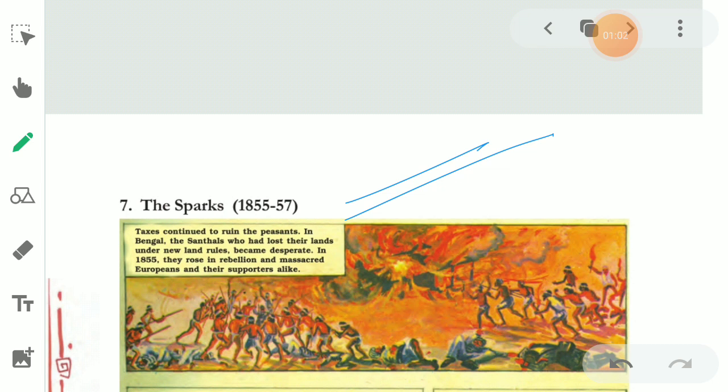Taxes continued to ruin the peasants in Bengal. The Santals, who had lost their lands under new land rules, became desperate. In 1855, they rose in rebellion and massacred Europeans and their supporters alike. So this is nothing but the sparks, which are the reason for the first war of independence. So what is the spark here? Taxes continue to ruin the peasants. Here peasants are nothing but farmers.